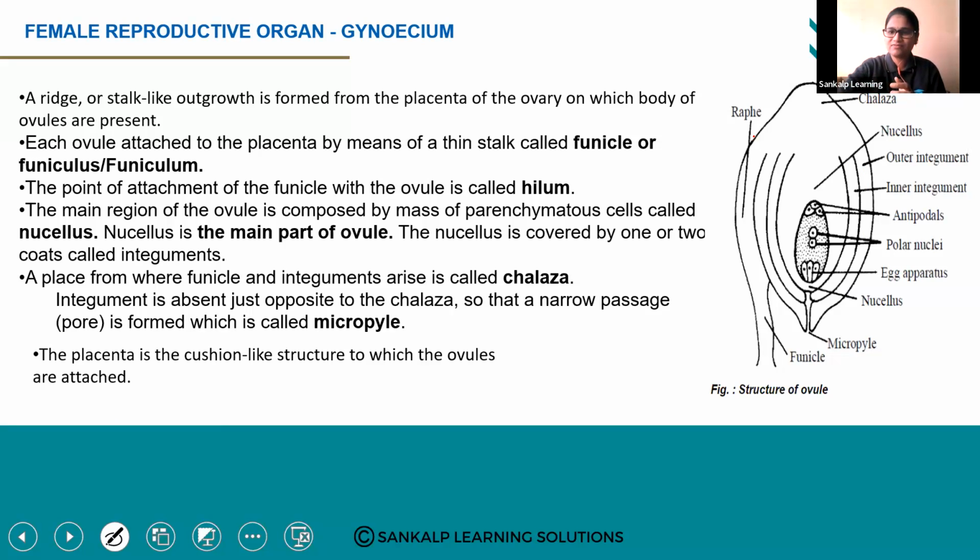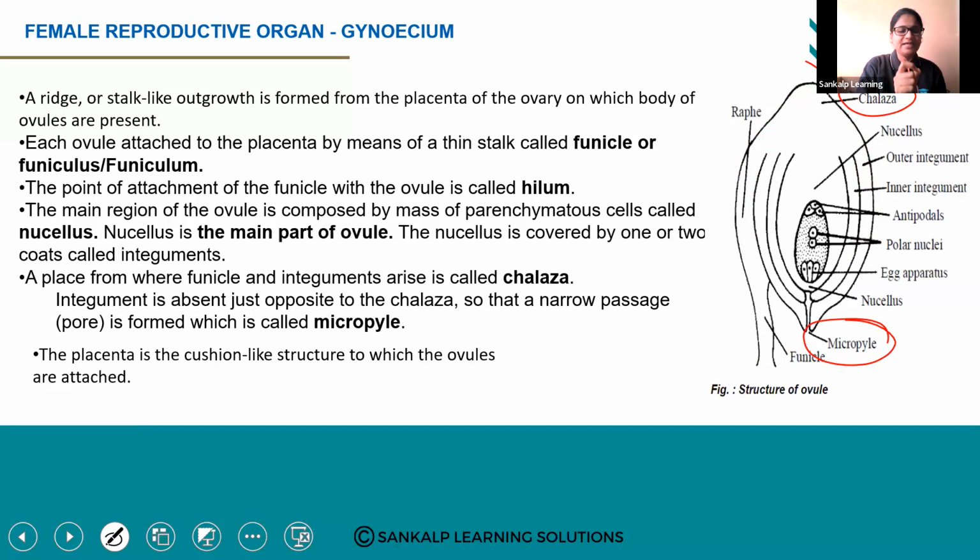So here you can see one end. The integuments arise from here, the layers and the funicle will arise from this end. The place of origin is called the chalaza. Or simply, if you want to remember, opposite to the micropyle we will usually have the chalaza.